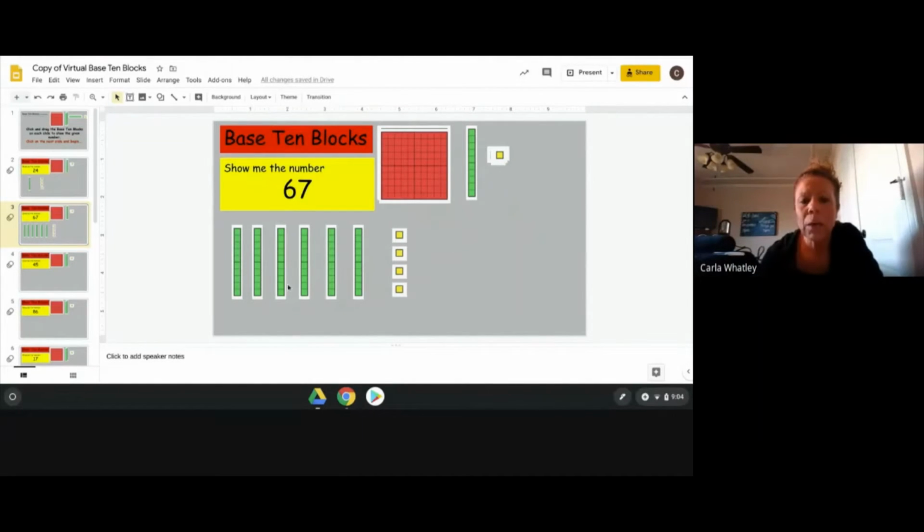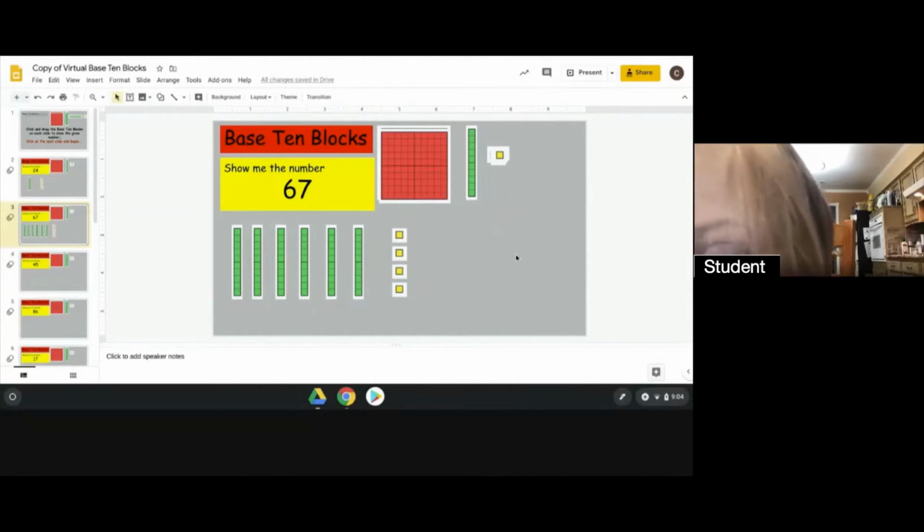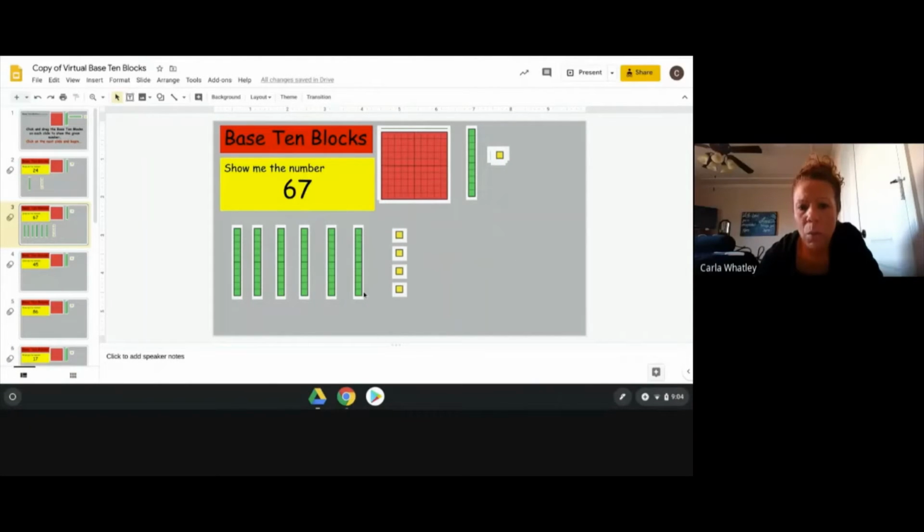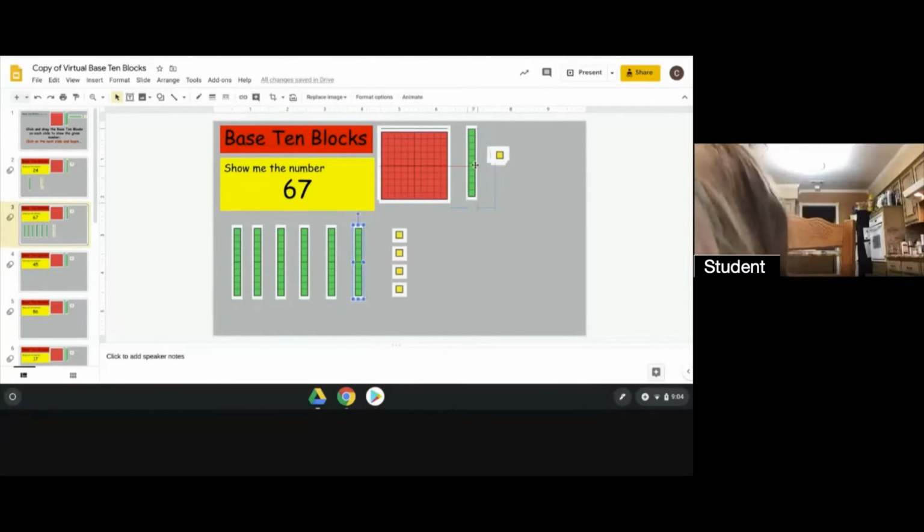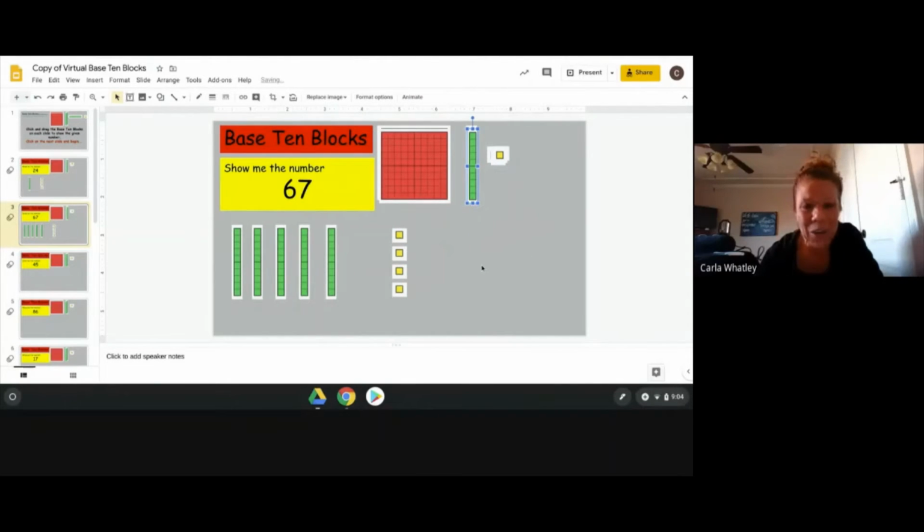Let's take away some tens. How many tens should we take away? 1. Okay, if I take away 1, what are we going to have? Instead of 67, we'll have what? 57. Good job. Very good. It's just you're taking away that set of 10. So the 60 would turn to 50. Actually, we have 54, don't we? Because we took away those 3 already.